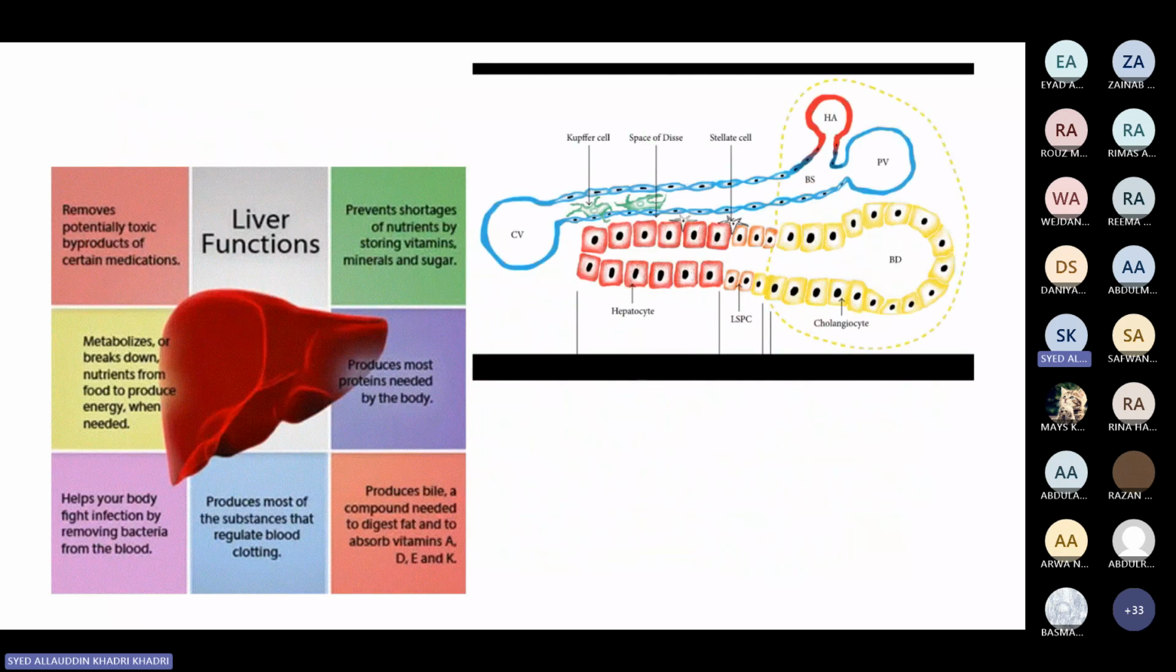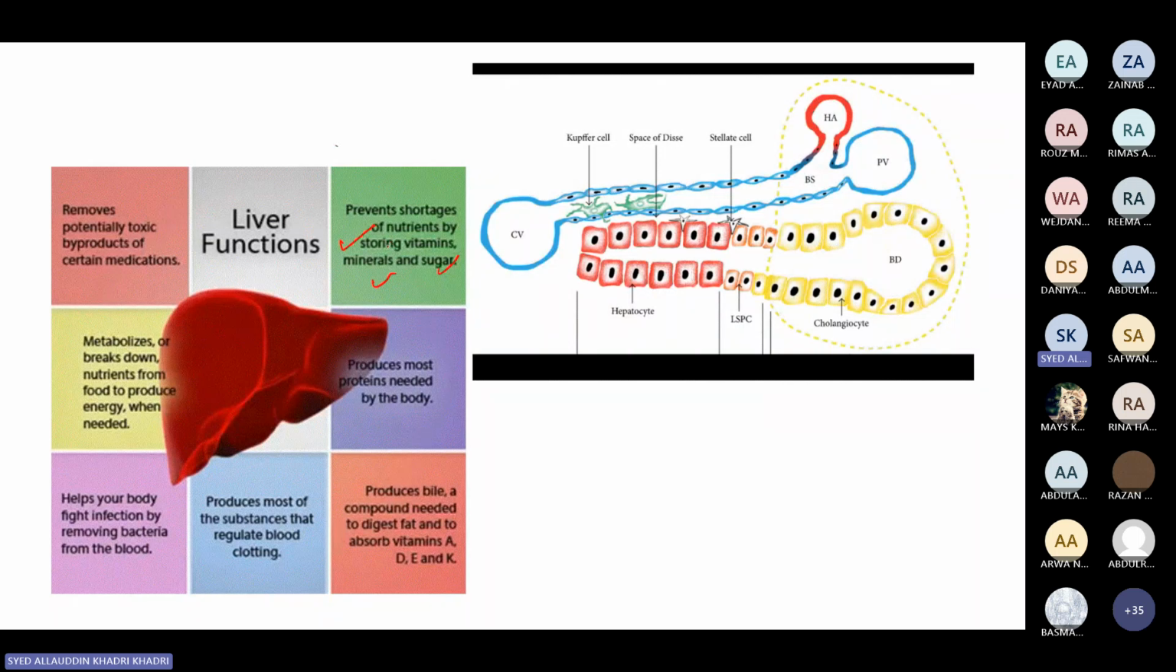Now, these are basically the synthetic functions of the liver, and the liver has the potential of removing toxic substances, as byproducts of certain medication. I told you it has a potential of dealing with medications. It prevents shortages of nutrients, storing a lot of vitamins, minerals, and sugars. So you should be very thorough with the biochemistry of liver function, which you can read from a biochemistry book, or even from Guyton.